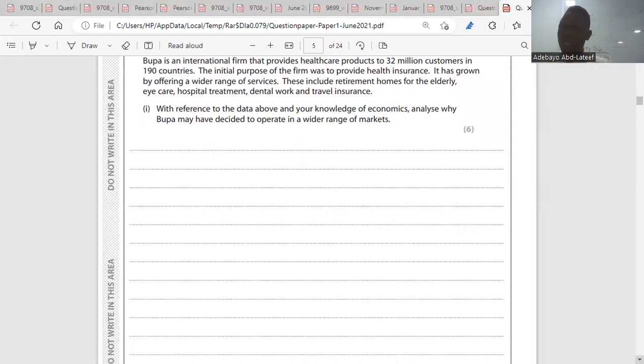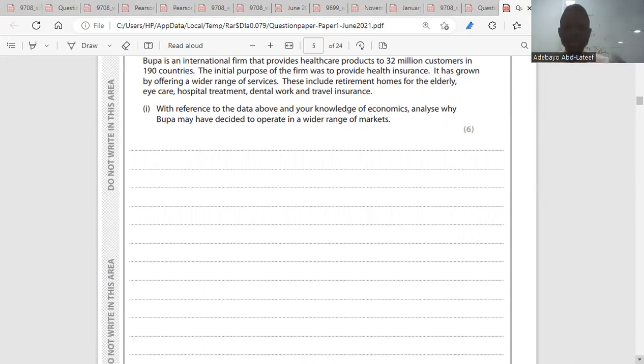So the first point is that Bupa might have decided to operate in a wider range of markets because it helps in diversification. Bupa being able to sell different products or to sell in different markets leads to diversification, and diversification will bring about spreading of risk. That is the first point. The second point is that by spreading the risk, it allows Bupa to cover for lack of sales from one product with an increase in sales of another.